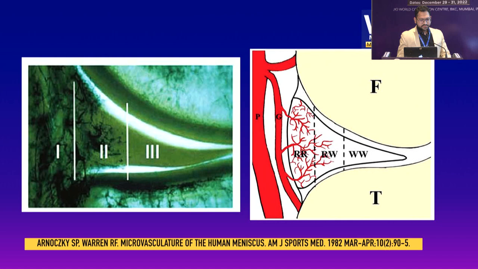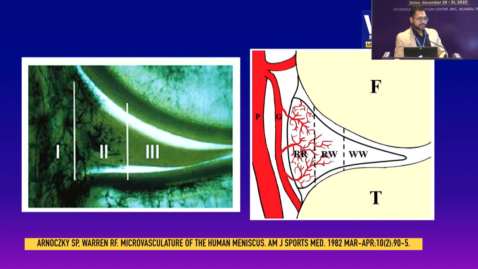So this is again the representation of how these zones are divided according to the blood supply. From the free edge, it is the white-white zone. In between is the red-white zone, and on the periphery is the red-red zone. You can see the tears which are in this region of red-red and the red-white zones have a good supply, and so these tears are amenable for repair.